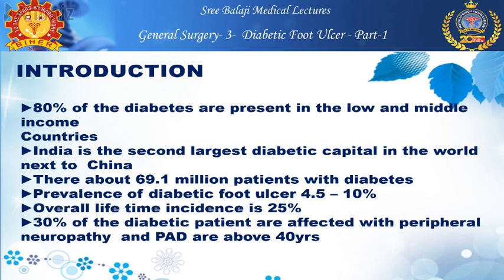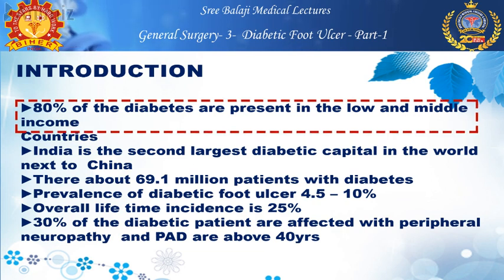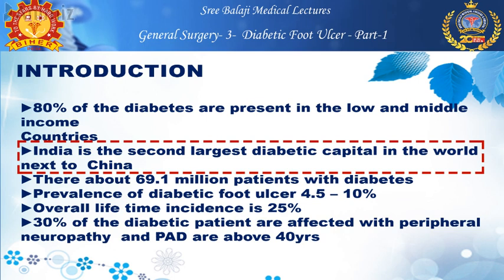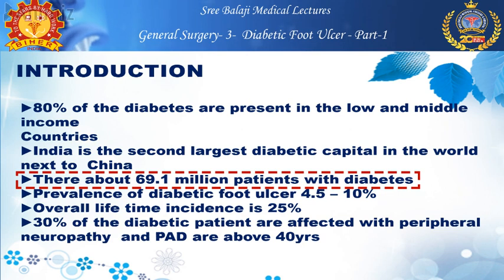Before we go into our topic, first you should know how diabetes has affected our country. 80% of the patients who have been diagnosed with diabetes are from low and middle income countries. India is now the second largest diabetic capital in the world next to China. 69.1 million patients have been affected with diabetes. This data is slightly less than the real situation due to underreporting of diabetic cases.